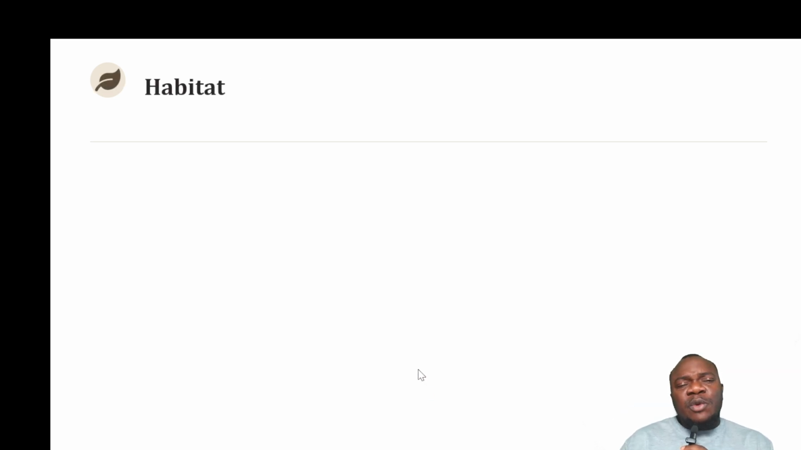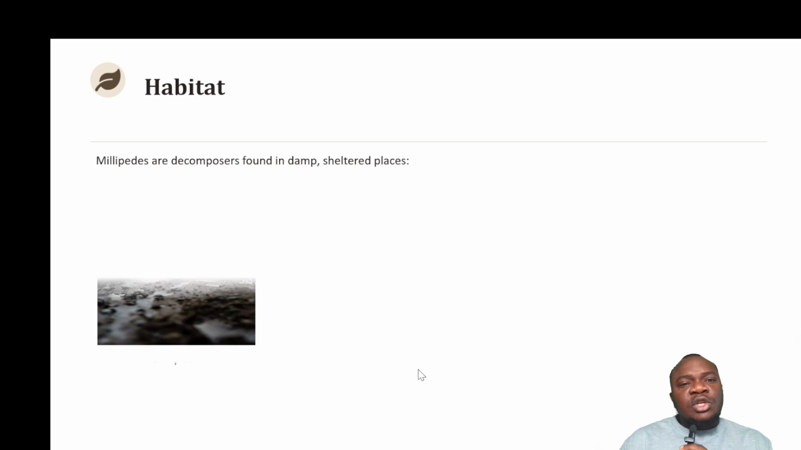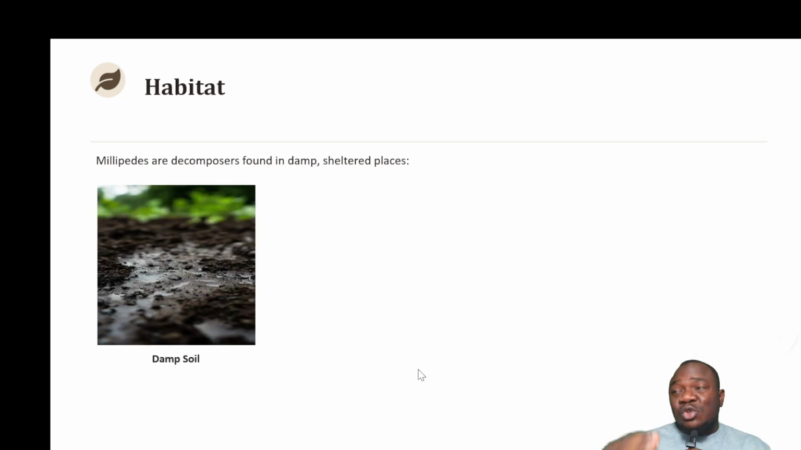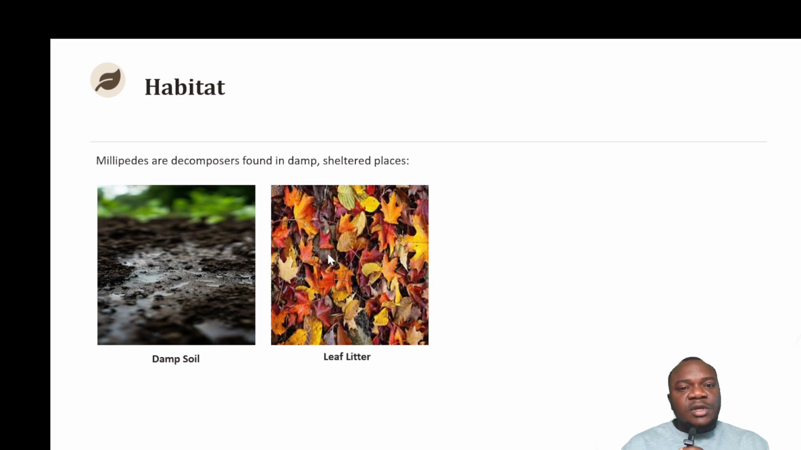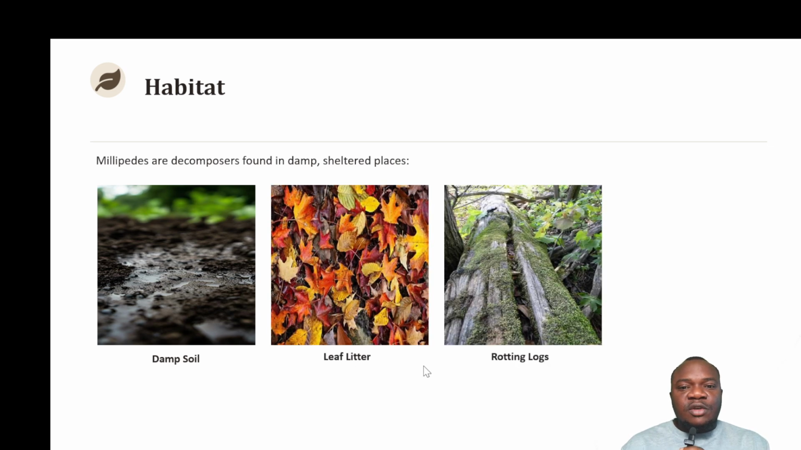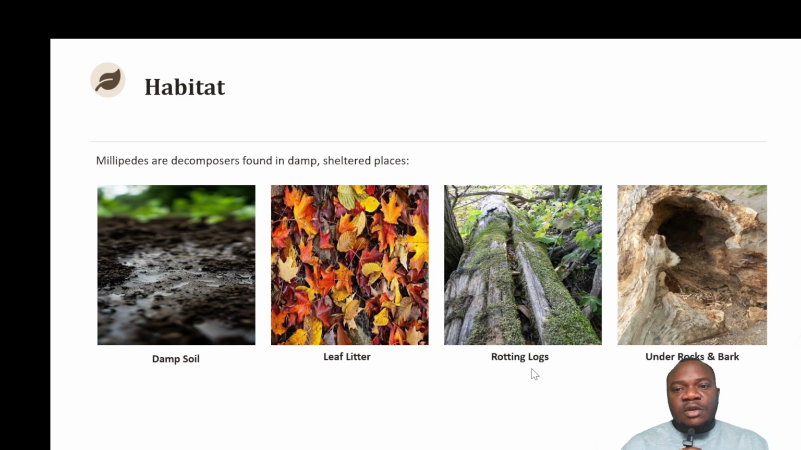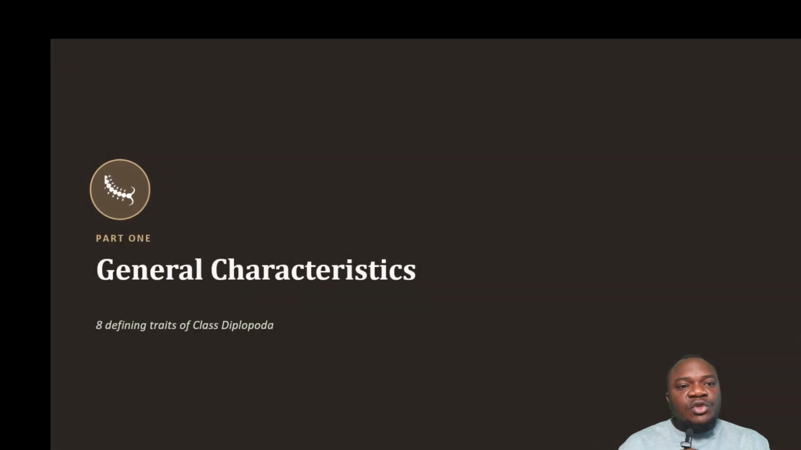So where can we find these species? You can find them in damp soil. They are decomposers that feed on dead leaves, and they are also known as detritus feeders. They are found in damp soil and leaf litter, in rotting logs, and under rocks or the bark of trees. Let's go through the characteristics.